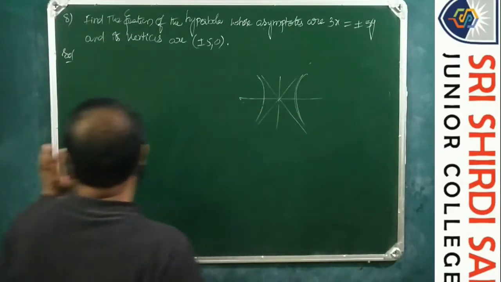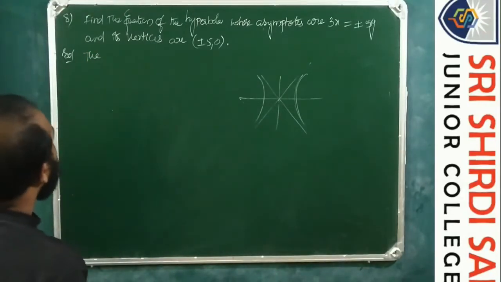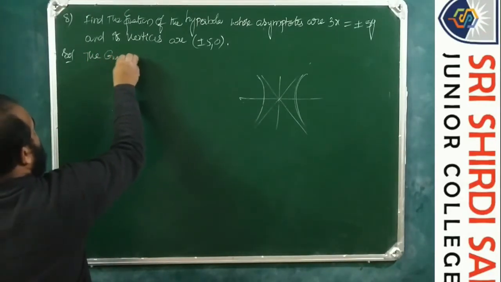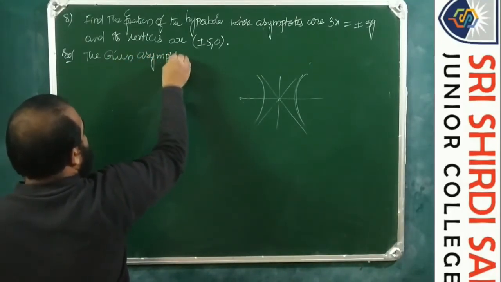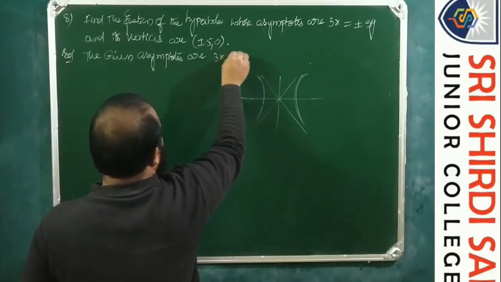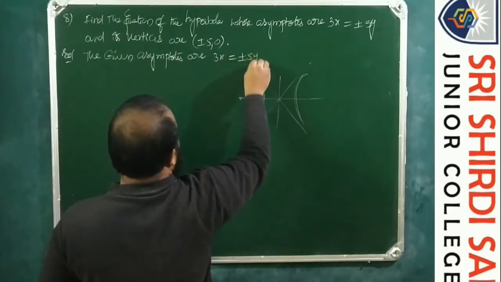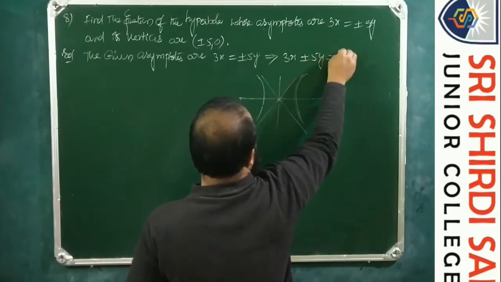So the given asymptotes are 3x equals plus or minus 5y. That means 3x plus or minus 5y equals 0.